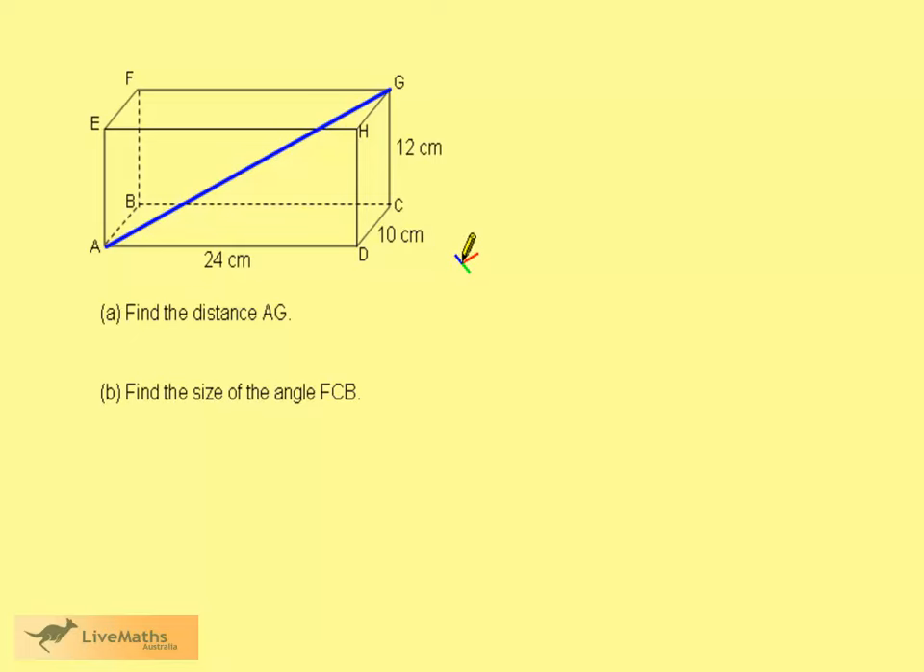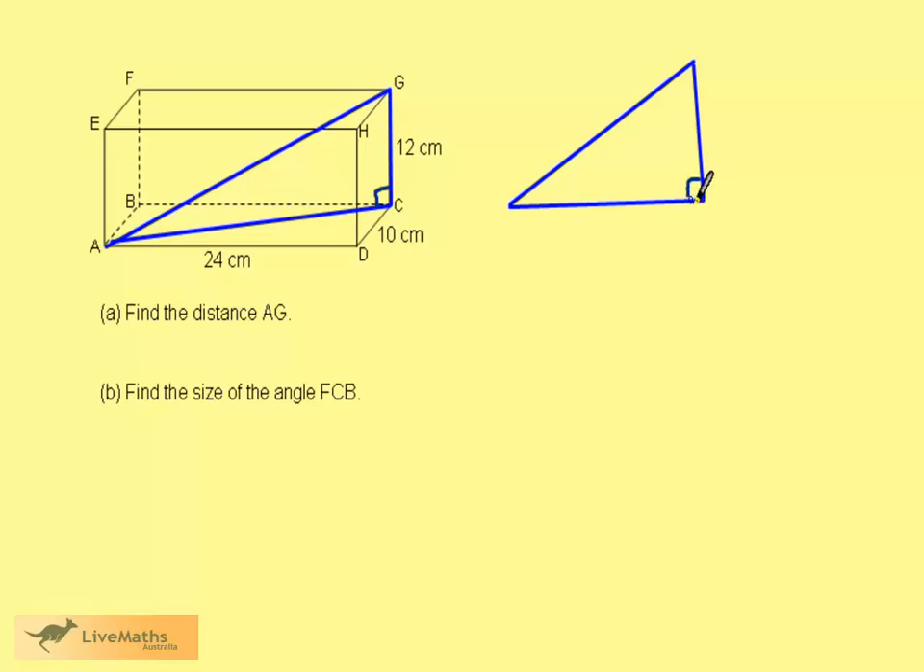In order to work with AG, what we need to do is find a right-angled triangle that contains it. If we drop down GC and across the floor from A to C diagonally, then this triangle is right-angled just here. Let's draw the triangle ACG out. This is always a good idea when working with 3D problems. Any triangles you want to look at more closely, draw them on a separate diagram.